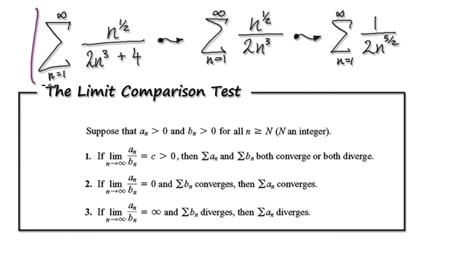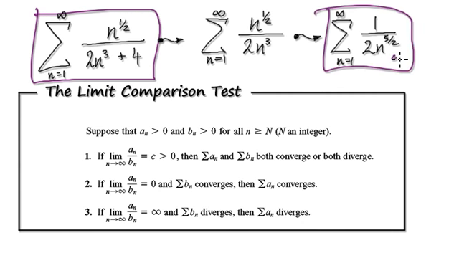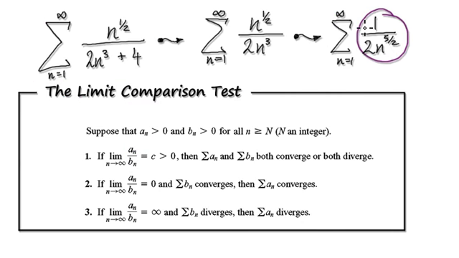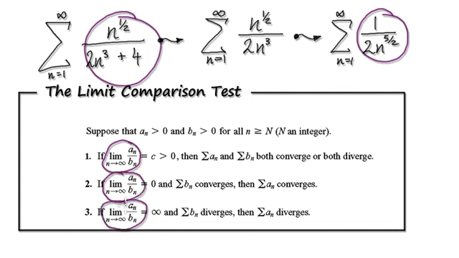Anyway, let's start again. We are trying to investigate this series. We should compare it with something that we know about. We know this is going to converge. So with the limit comparison test, we are trying to investigate whether this series will converge or if it will diverge. We should compare it with something that we know about. This is our bn here, and this is our an. So we should now compute this thing here.